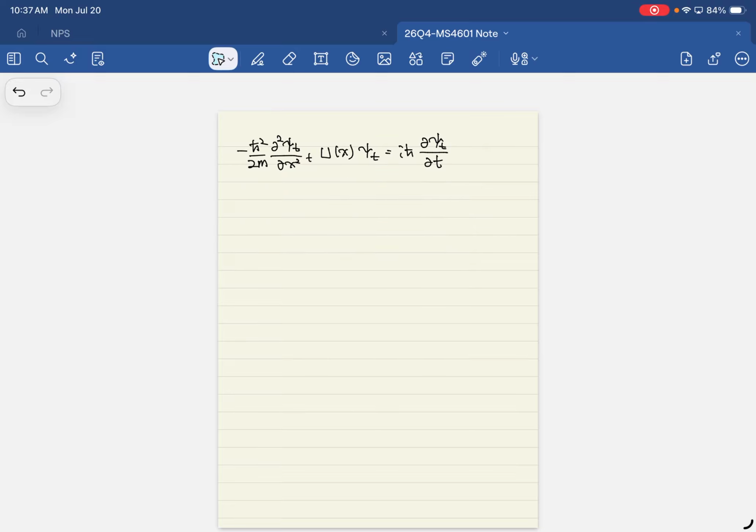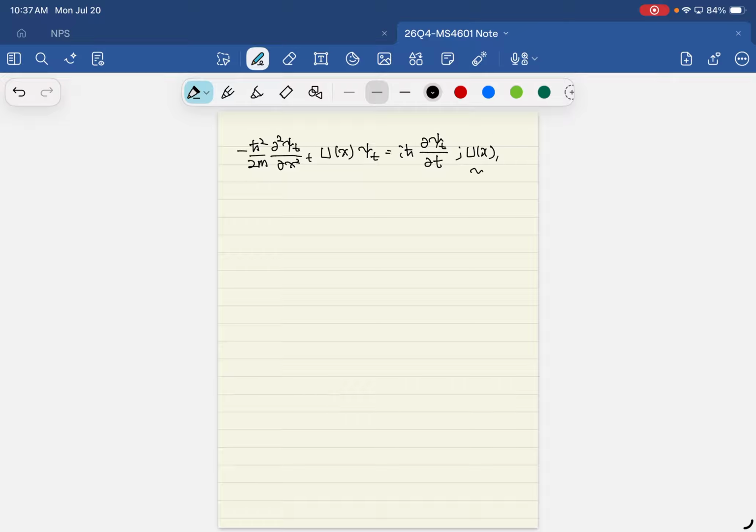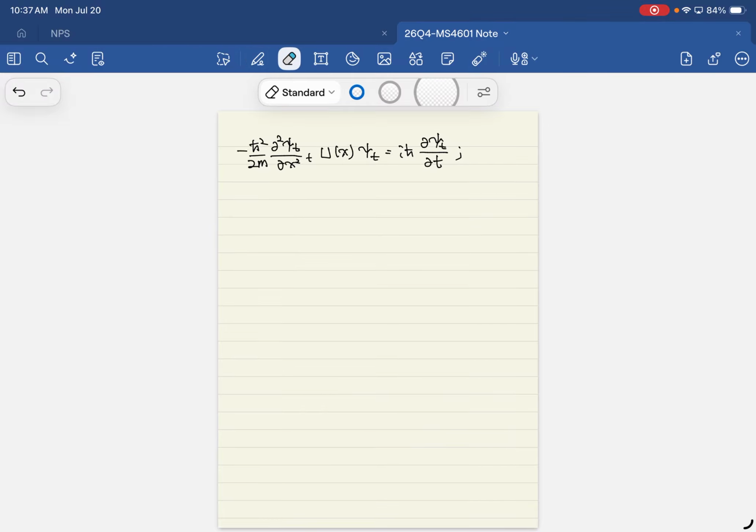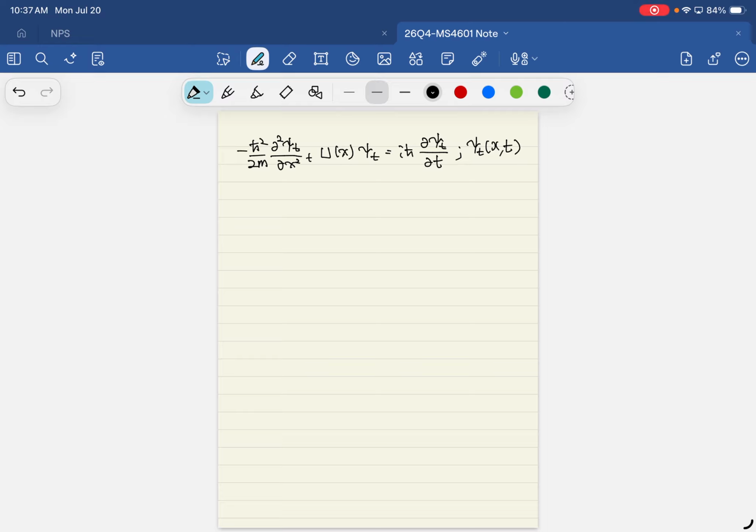Okay, so here, this u of x, and then psi t, the variable here, u of x is there, and then this psi t is essentially a function of space and time. Okay?